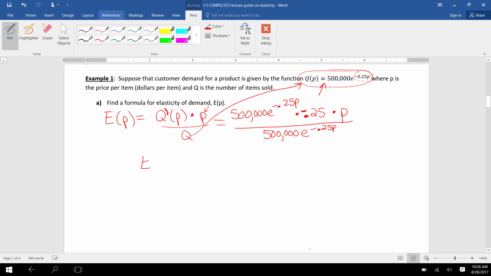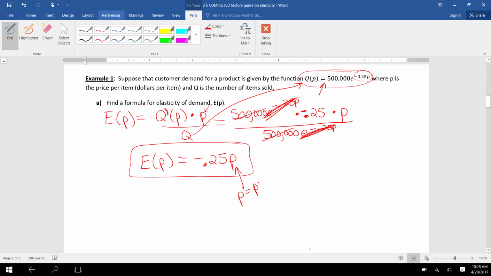I'm going to do a little simplifying. E of P equals. So in the numerator and denominator, we have a factor of 500,000 that cancels. We also have a factor of e to the negative 0.25p that cancels, leaving just negative 0.25 times p. That is the E of P function, the function that gives price elasticity of demand. You plug in P, price of each item, and it outputs price elasticity of demand.